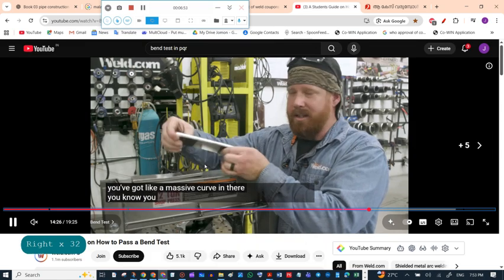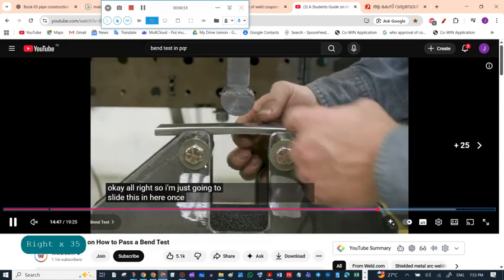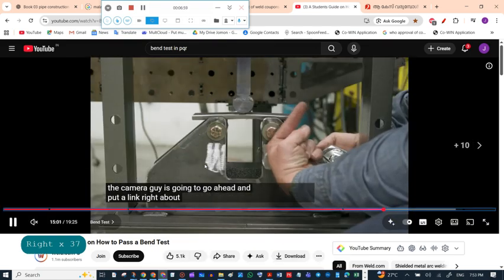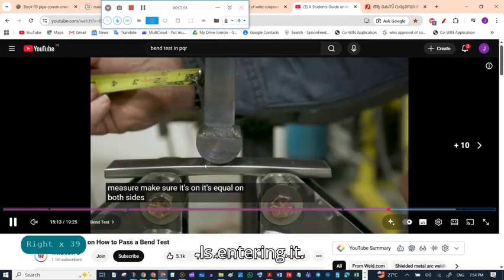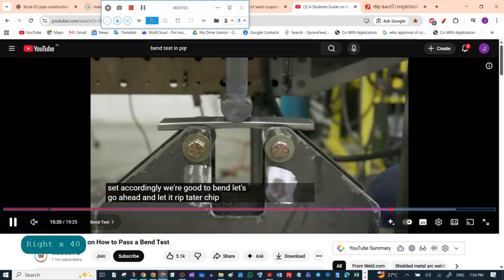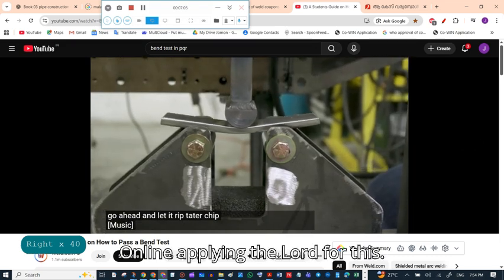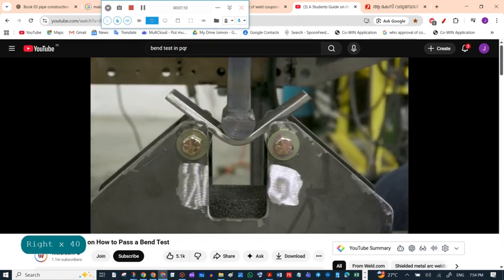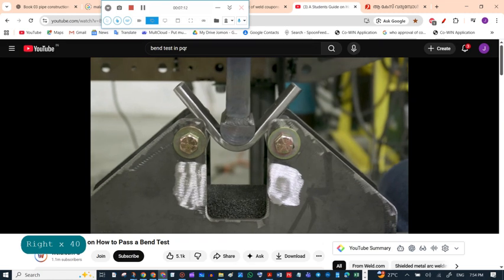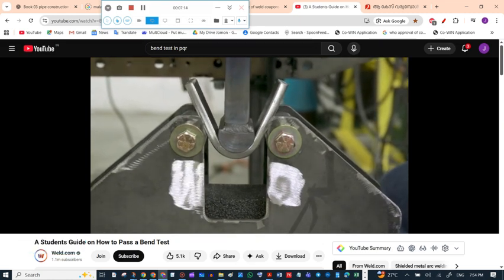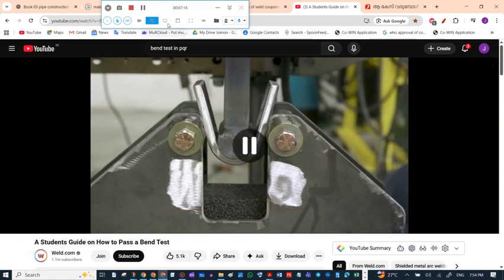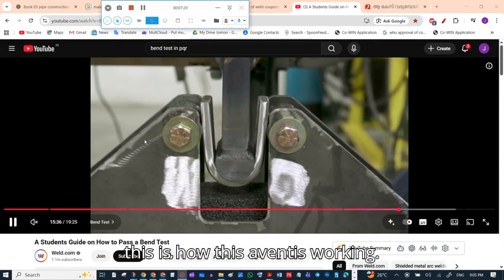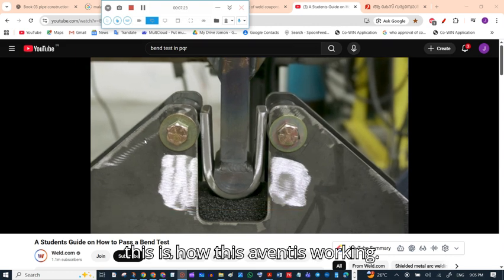Okay, then he's doing the test. He's centering it, then applying the load like this. So this is how this bend test is working.